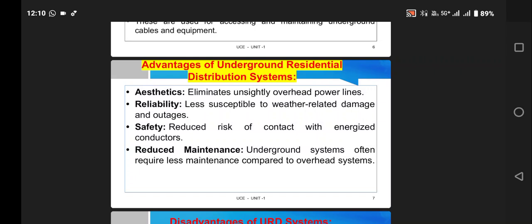There are varieties of advantages for the URD system. The first one is aesthetics, which eliminates unsightly overhead power lines. Second one, reliability, which is less susceptible to weather-related damages and outages. Third one, safety. A URD system can reduce the risk of contact with energized conductors. Fourth point is reduced maintenance. Underground systems often require less maintenance compared to overhead systems.